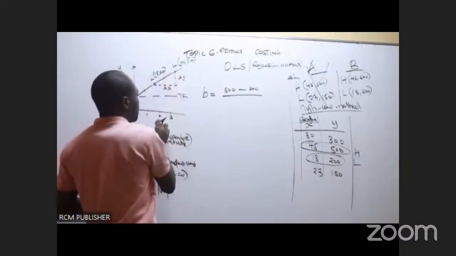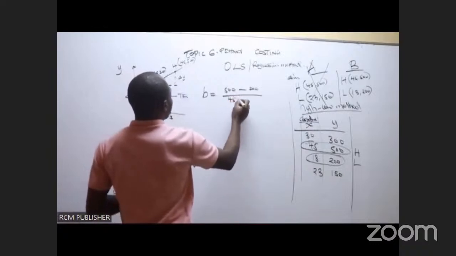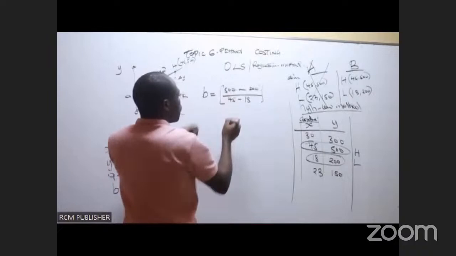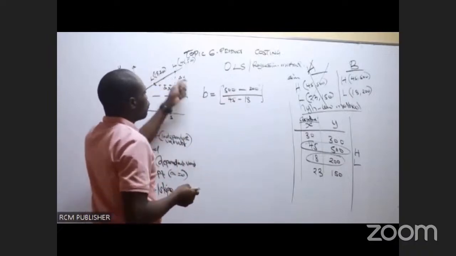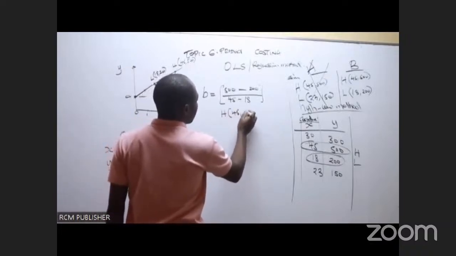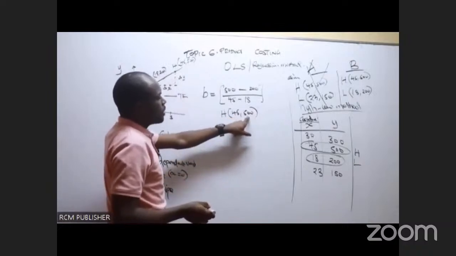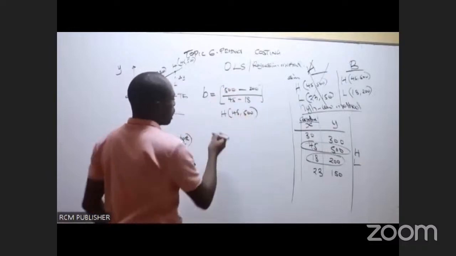Then we now look for the change in x. Change in x is now the highest value of x minus the lowest value of x. This one here will give you the value of b. Once you have the value of b, you pick any of the pairs. So let's say this pair is what we've picked, 45, 500. This 500 is the value of y. This 45 is the value of x.